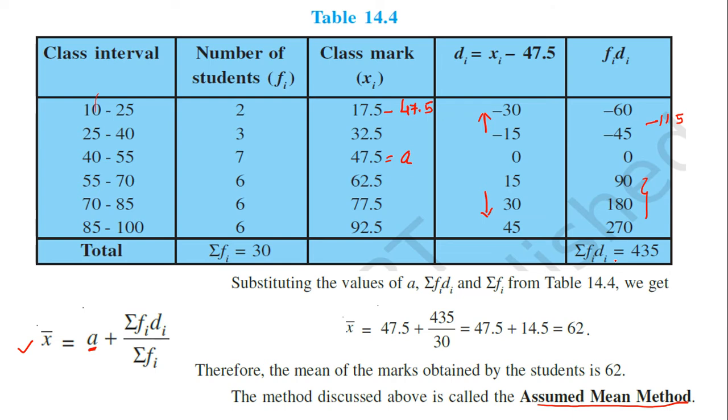Now sigma fidi, we have to put all this data in this formula, sigma fidi upon sigma fi. This thing is nothing but your simple x bar direct method, but here, because we have assumed a, a is added. So it's called the assumed mean method, and you have to put in all the values. A is 47.5 plus 435 upon 30. 30 is what? This is sigma fi, and if you simplify, 62 will come, and that is your answer. So this is the second method, the assumed mean method.